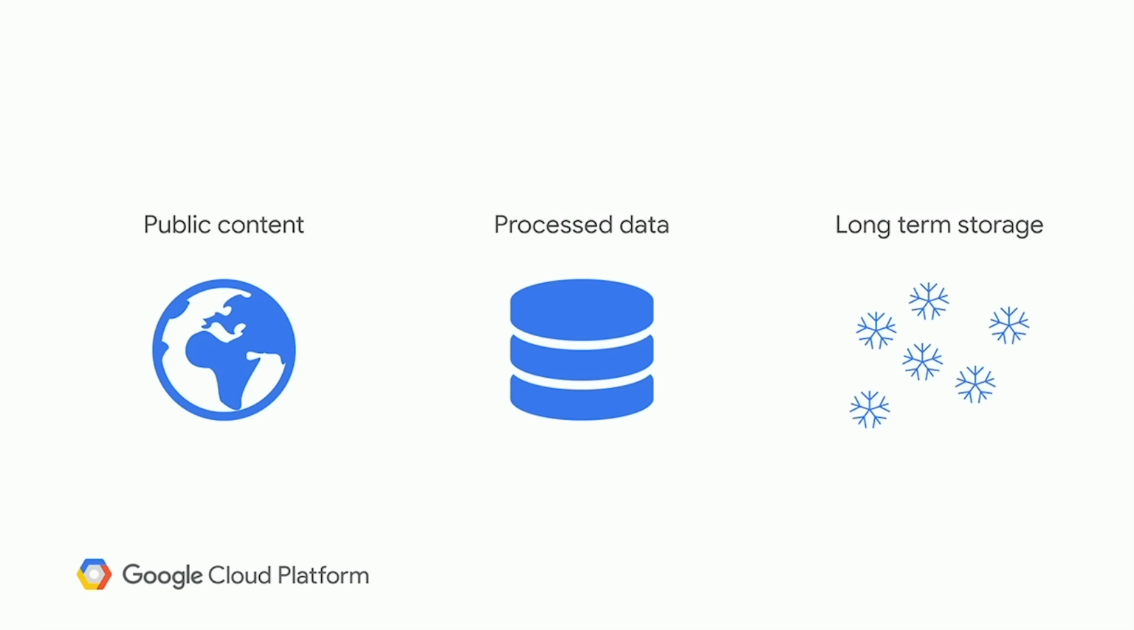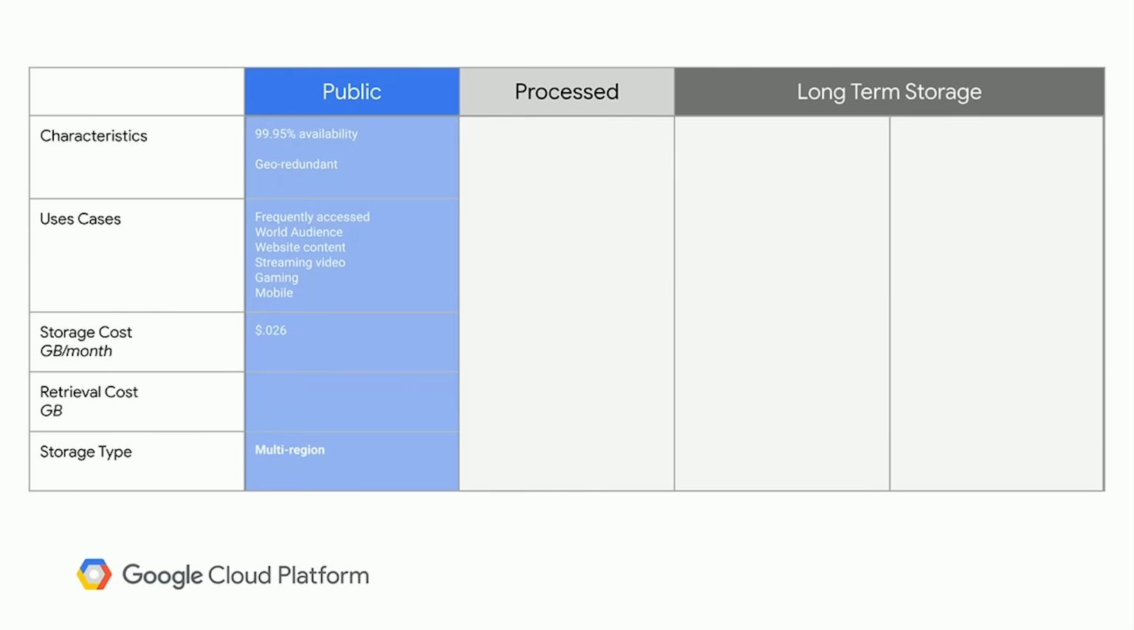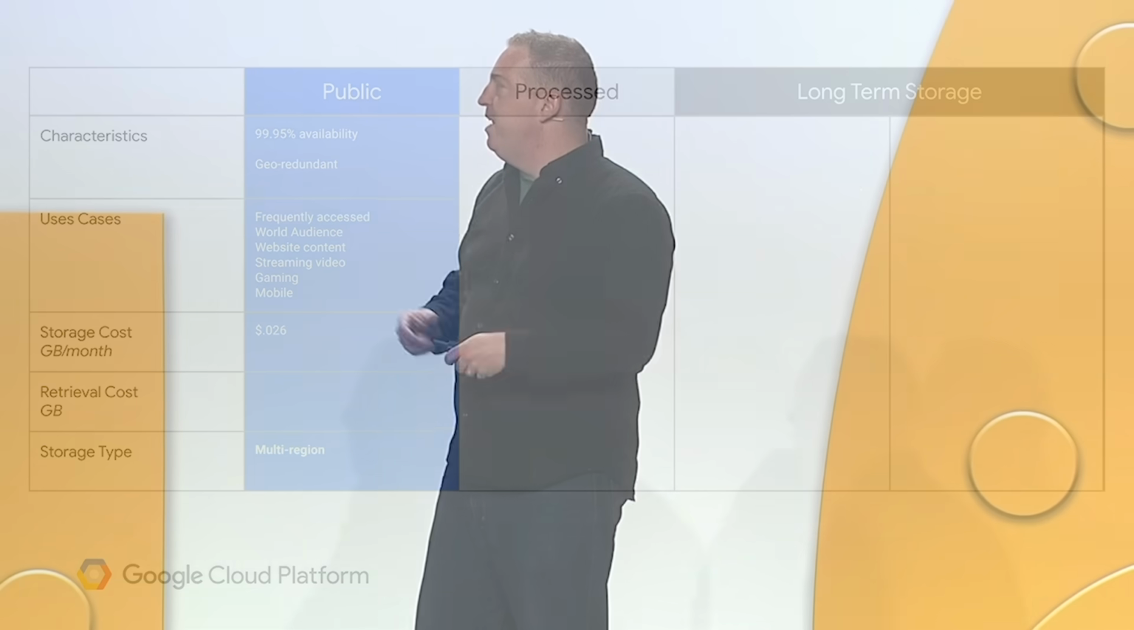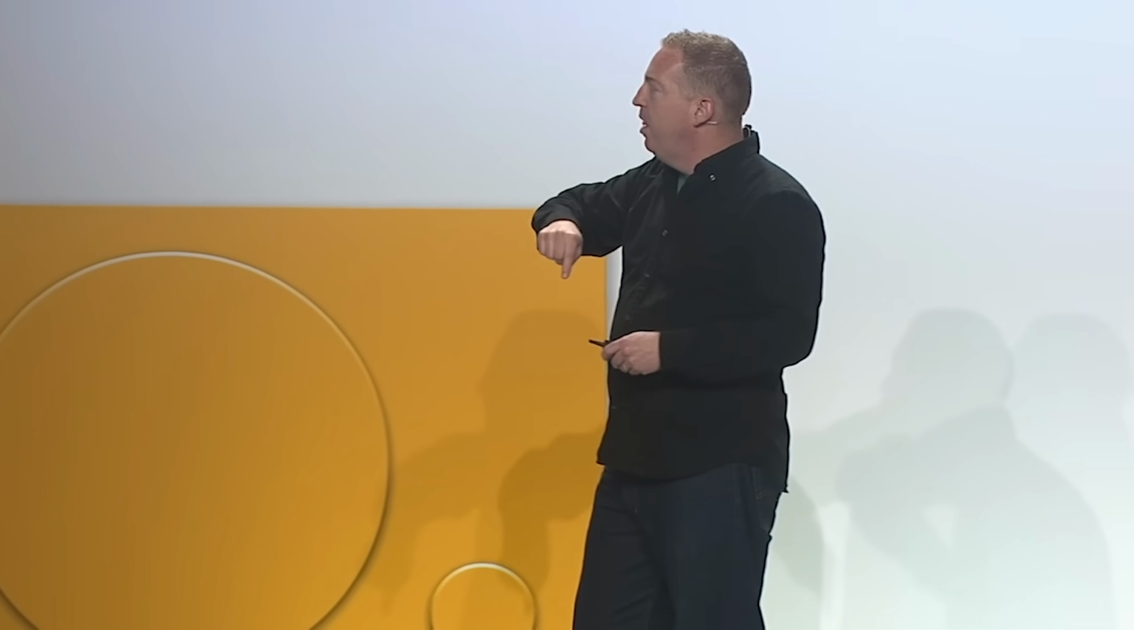Divide this kind of into 3 areas: public content, process data, and long-term storage. So we look at the chart, public data. We have at the bottom there, multi-regional storage. It is 99.95% available. It's geo-redundant. So this is for web content. This is for stuff you want to push to your users as close as possible so that they get the fastest pull down of the data that you possibly can give. It is 2.6 cents per gigabyte per month to store it there.